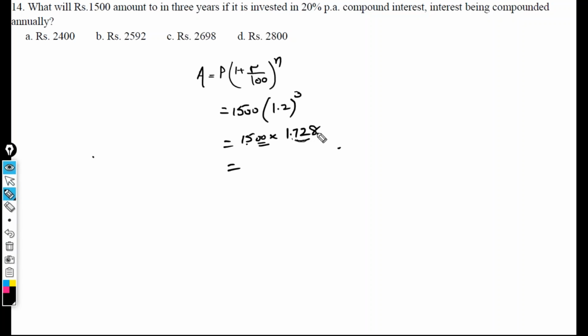So 15 into 8 is 120. So 12 is carried ahead. 15 into 2, 30. 30 plus 12 is 42. So my answer is going to be the one which is ending in 2. I need not multiply the entire value because there is only one answer option like that, so that is the answer. Is it clear, everyone?